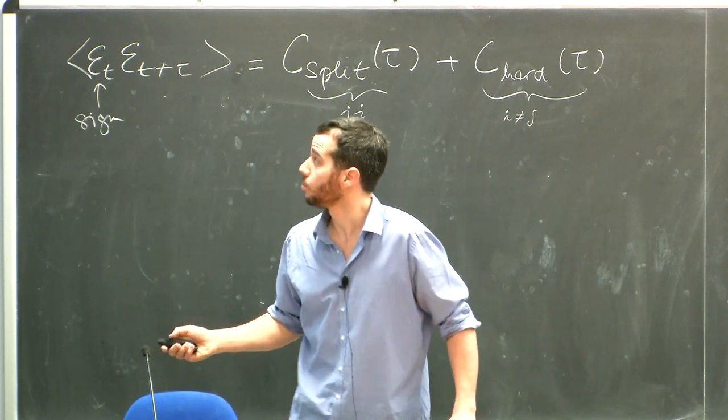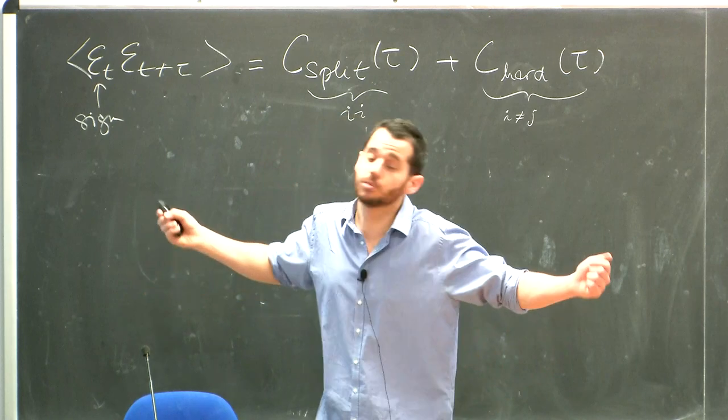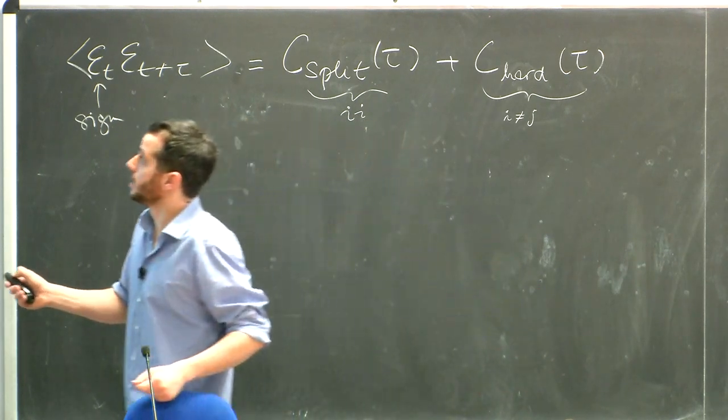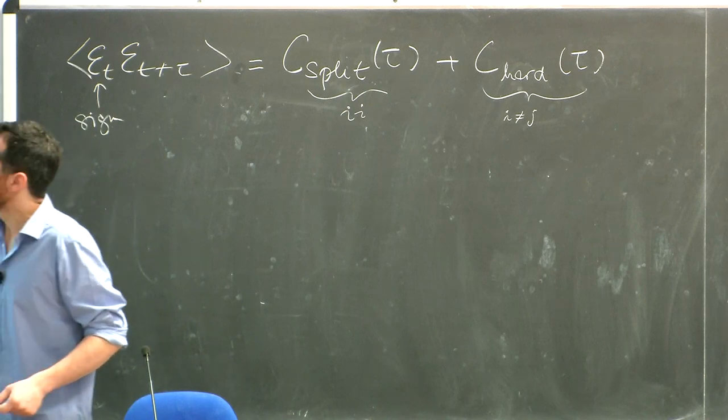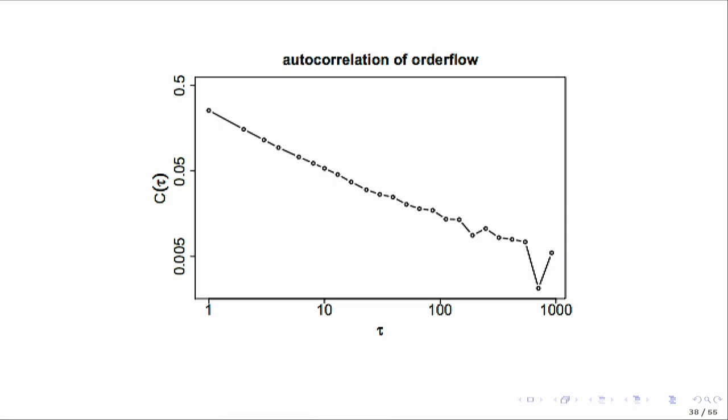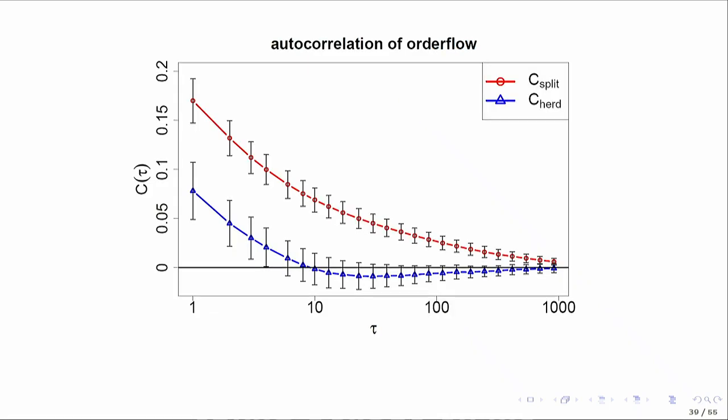Okay, and what we found, or what I sort of hinted at, is that the sum of these is the correlation we have seen here, and that the splitting part dominates over herding on essentially all the scales that we study here. These are intraday time scales. So let's say 1,000, this is in trade time as we discussed. So 1,000 trades is of the order of a day in this period, okay? So this is just to catch up with yesterday.